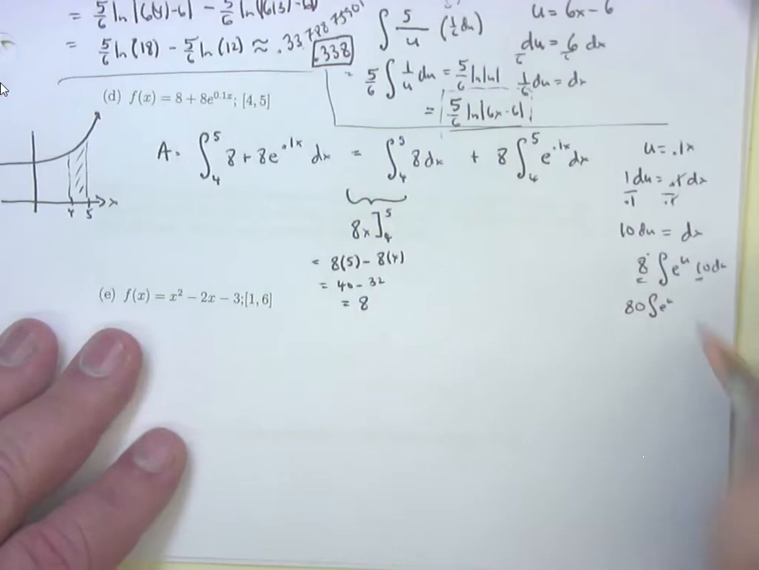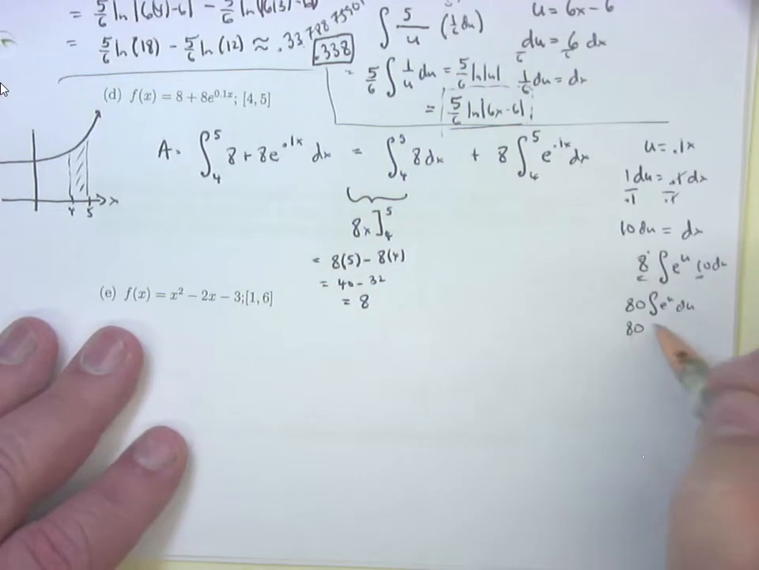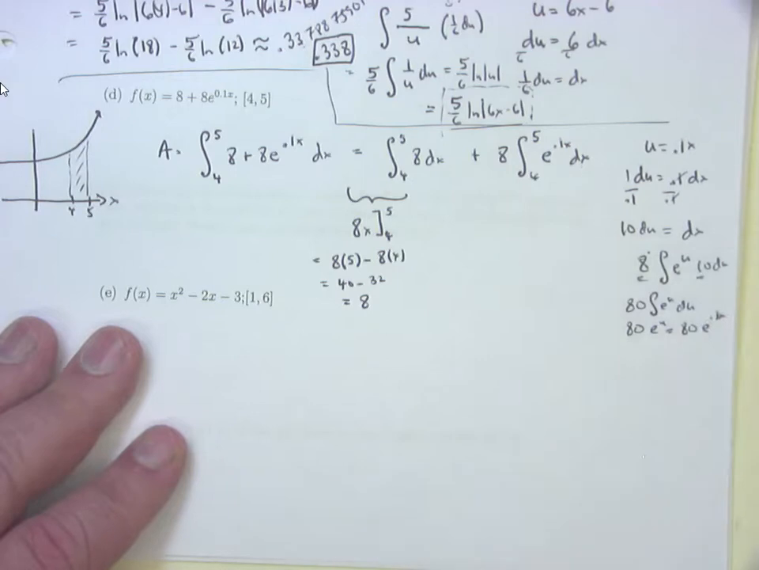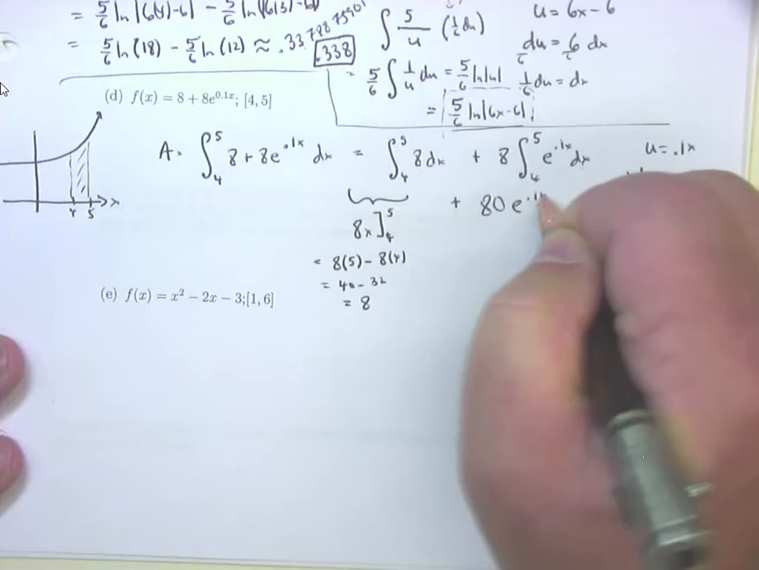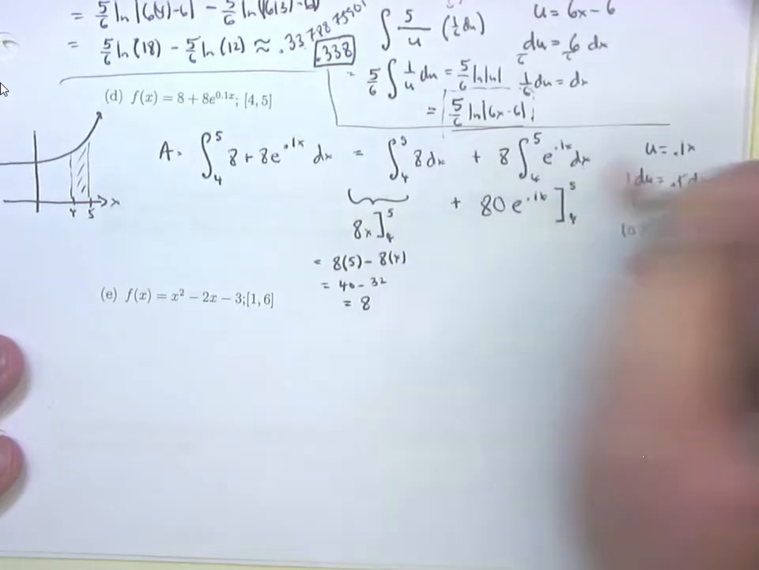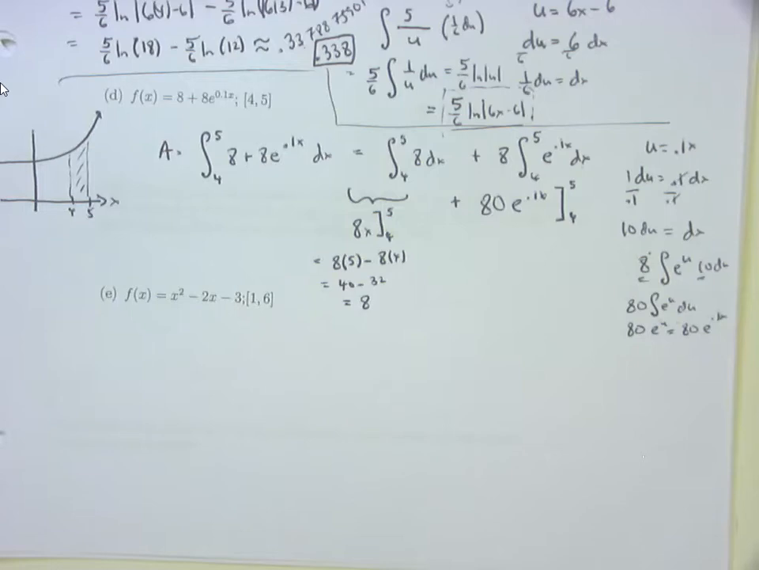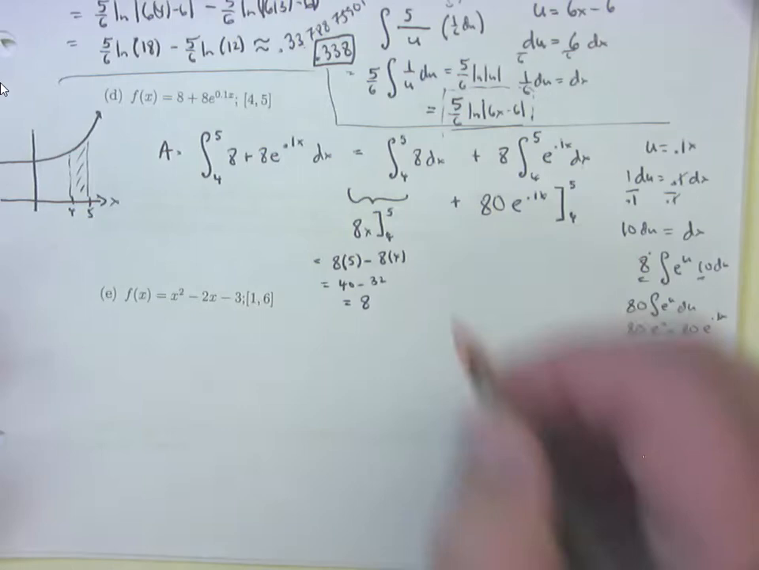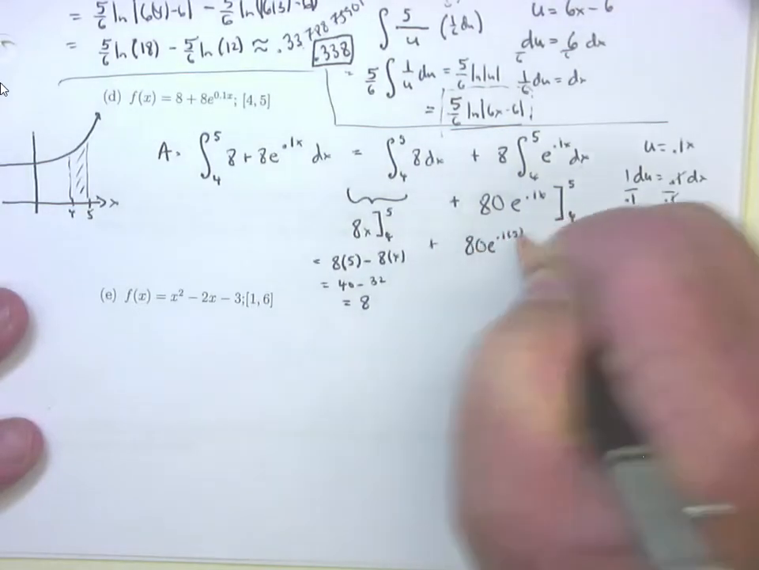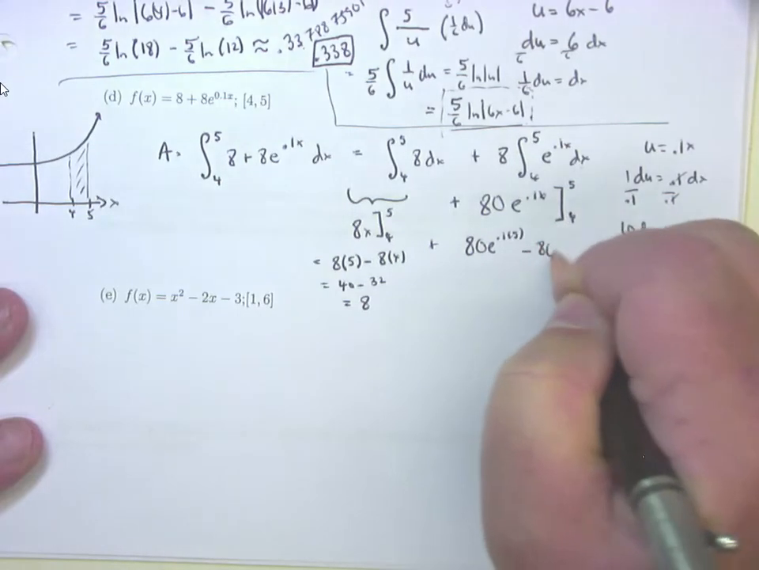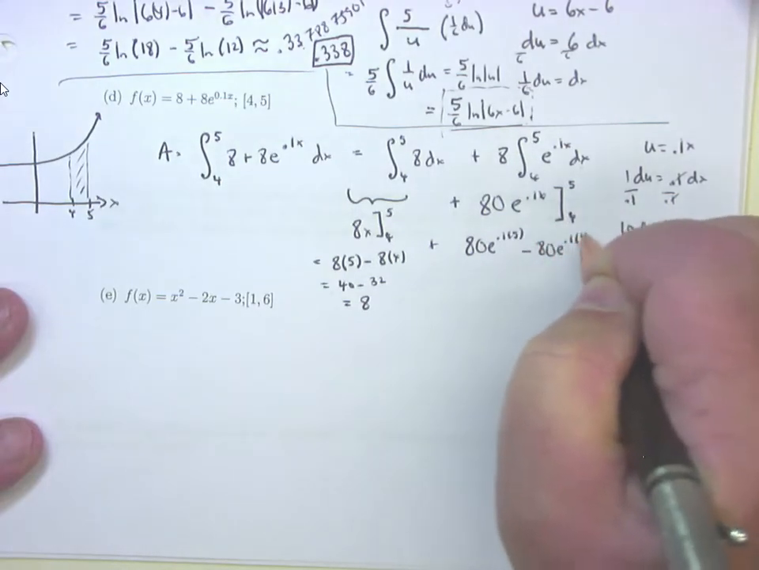Integral of e to the u du, that's the easiest integral to remember. What's the integral of e to the u? e to the u, but then you've got to back substitute, so this is 80 e to the 0.1x. So this becomes plus 80 e to the 0.1x evaluated from 4 to 5. This is showing your work, and yes, it's very detailed. According to the fundamental theorem, you plug in top minus plug in bottom on this guy. So this will be plus 80 e to the 0.1 times 5 minus 80 e to the 0.1 times 4.